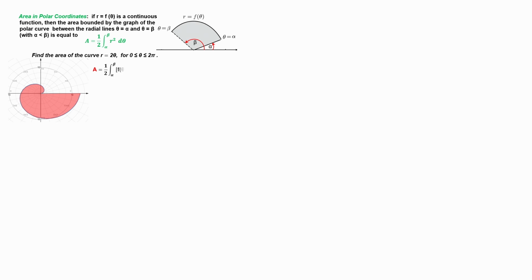In this problem, the bounds are alpha equals 0 and beta equals 2 pi. Substitute the given function and bounds into the formula and simplify the integrand. Evaluate the integral using the power rule for integration. After that, apply the limits of integration from 0 to 2 pi. Evaluate the expression at the upper limit and subtract its value at the lower limit. Perform the final multiplication to get the area.